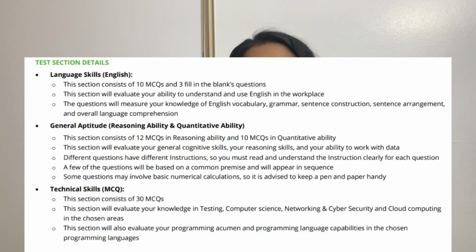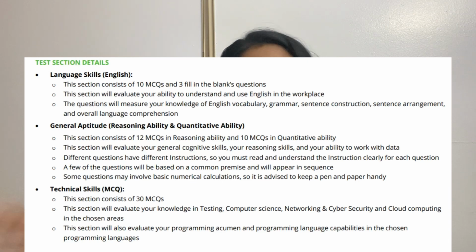Then there is the next section. So that is the first one; the first section is language skills. The second section is general aptitude and reasoning ability. There are 12 MCQ questions on reasoning ability and 10 on quantitative ability, that is maths.